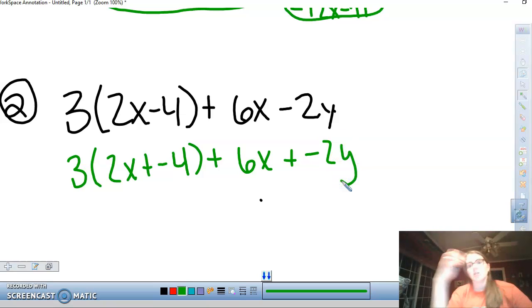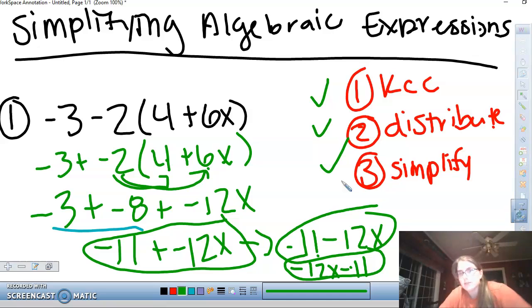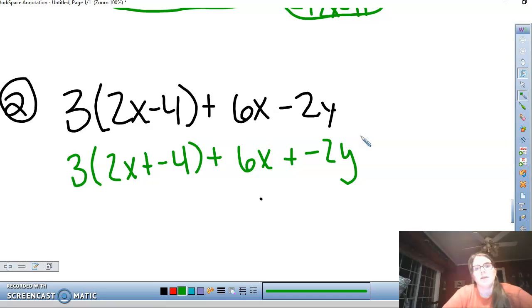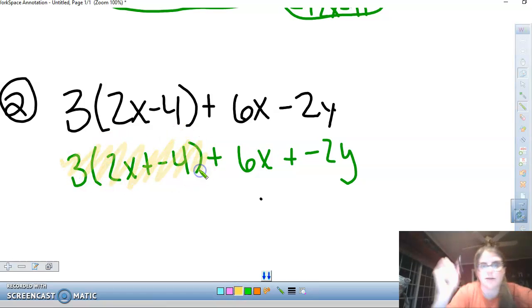So keep, change, check. All right, the next step is going to be distributive property. If you don't remember, look back up here. Distributive property, step 2. So I'm going to come back down here. Okay, distributive property, I see it. Let me highlight it even for you if you can't see it. The distributive property is right here. Okay, so I'm going to do that next.